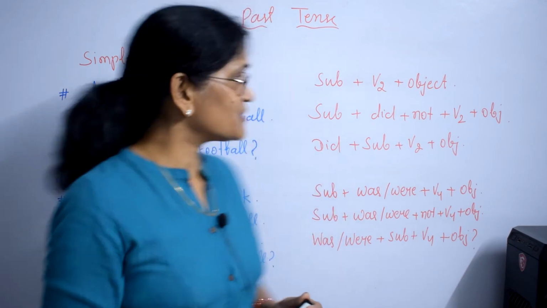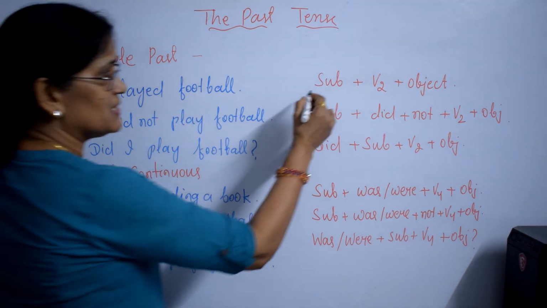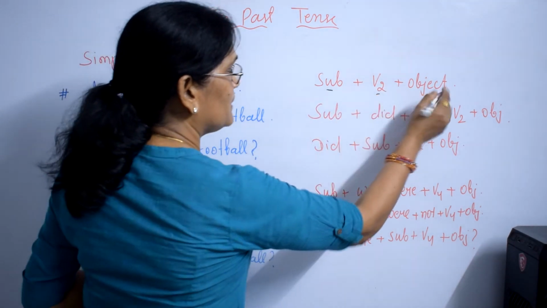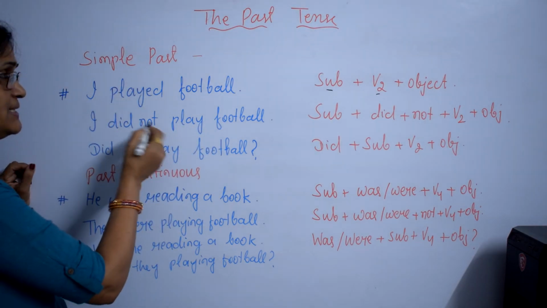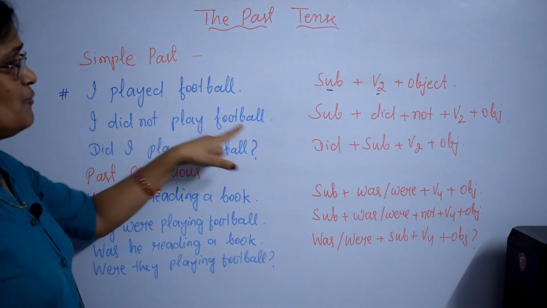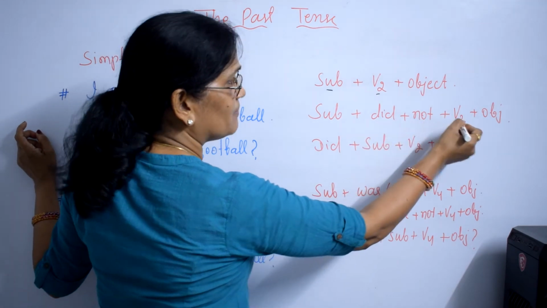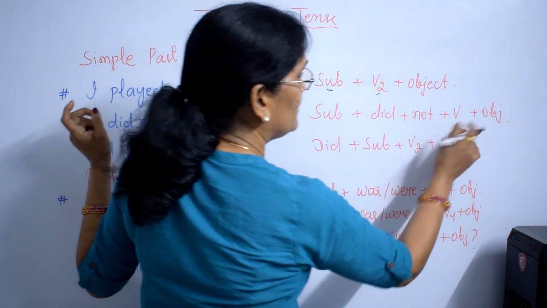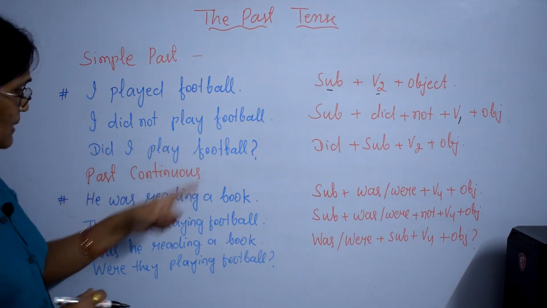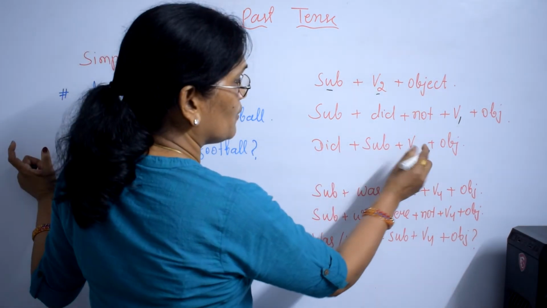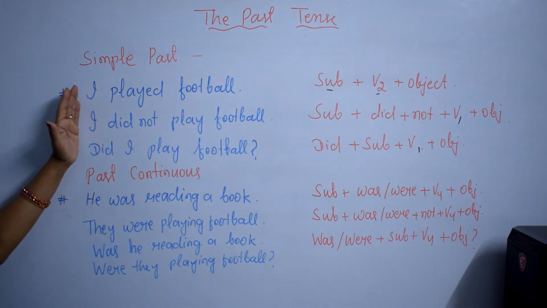Let's learn the structures. For simple past, I played football. The structure is subject plus verb 2 plus object. I did not play football, because its negative form uses did not. Its structure is subject plus did plus not plus verb 1 plus object. Then, did I play football? There also: did plus subject plus verb 1 plus object. This is the structure for simple past.